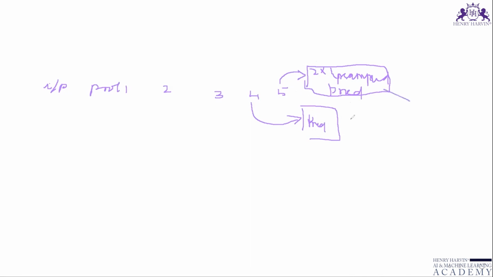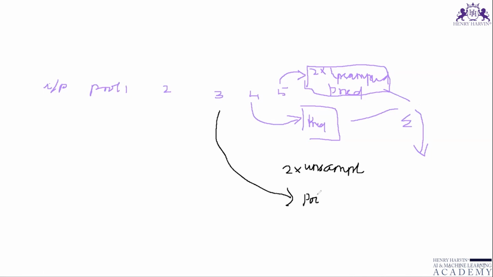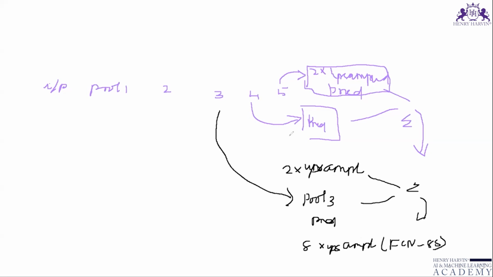Now these two are summed up, and it again leads to a 2x upsampled prediction. Then from here we get the pool 3 prediction. Now these two will be summed up, and it will lead to an 8x upsampled prediction for FCN 8. Clear? So what is upsampling over here? This stage is upsampling, and similarly this stage is upsampling. So here we are getting output as the 8x upsampled prediction, FCN 8.